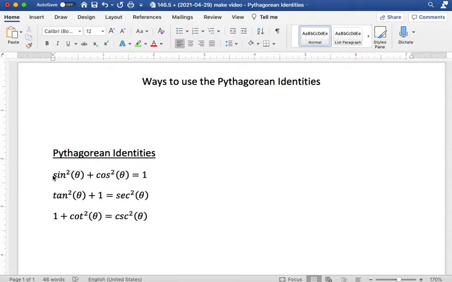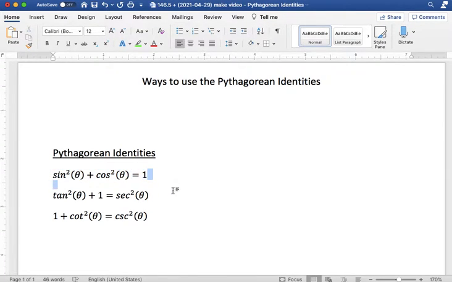You have sine squared of theta plus cosine squared of theta is equal to 1. Quick reminder that this right here, sine squared of theta, is basically sine of theta times sine of theta. So there's our first Pythagorean identity.